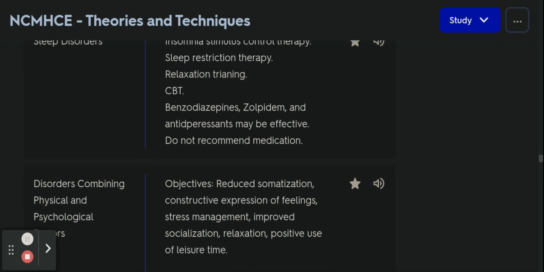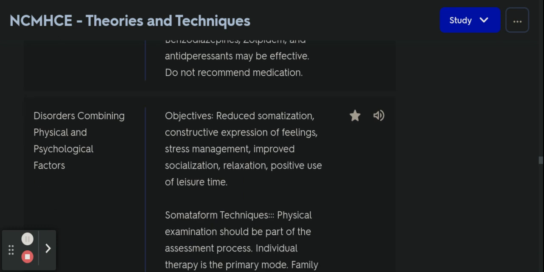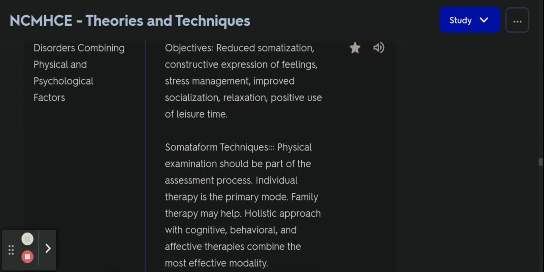Disorders combining physical and psychological factors. Objectives: reduce somatization, constructive expression of feelings, stress management, improve socialization, relaxation, positive use of leisure time. Somatoform techniques: physical examination should be conducted. Individual therapy is the primary mode. Family therapy may help. A holistic approach with cognitive, behavior, and affective therapy combines the most effective modalities.